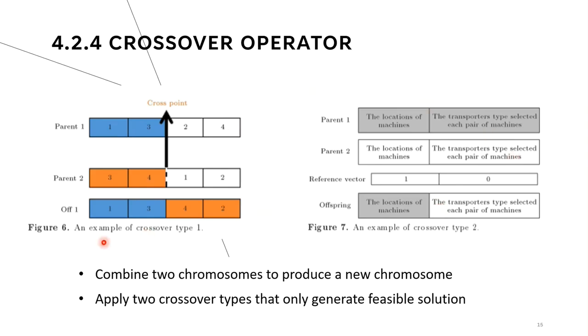The search for the best solution depends mainly on the creation of new individuals from the old ones. The process of crossover ensures the exchange of genetic material between parents and thus creates chromosomes that are more likely to be better than the parents. The crossover operator combines two chromosomes to produce a new chromosome. We apply two crossover tasks that only generate feasible solutions, and we can see that in the slide.